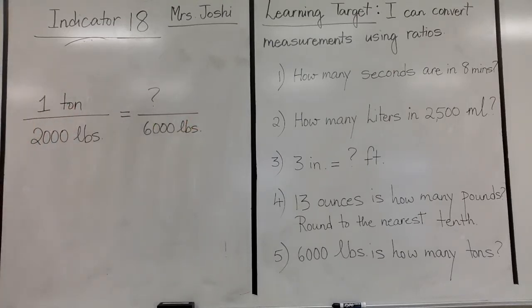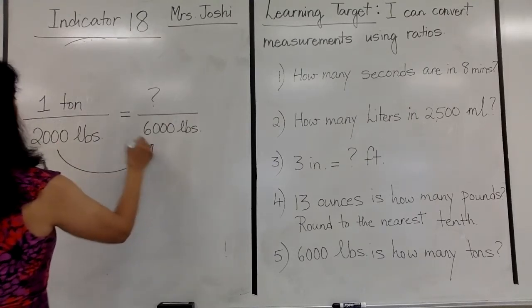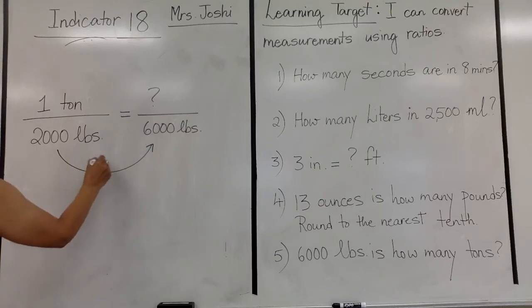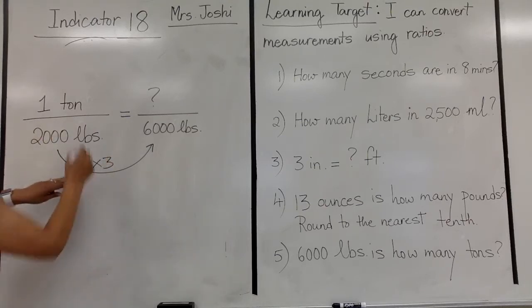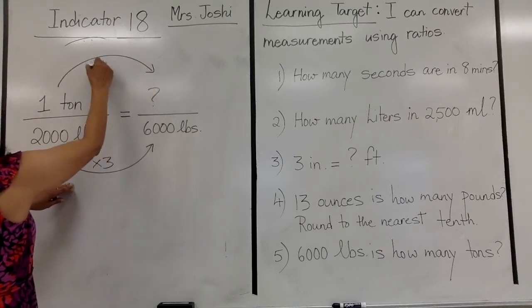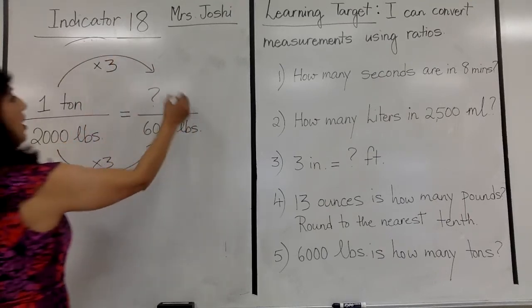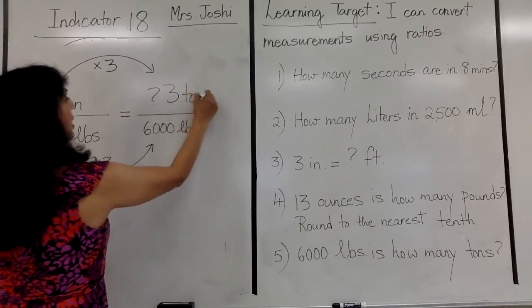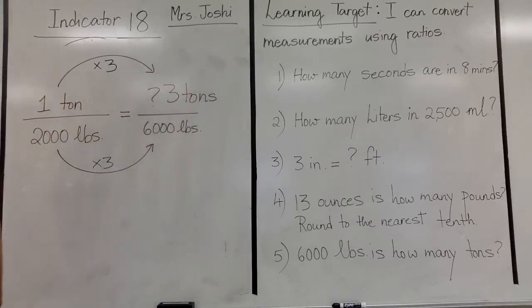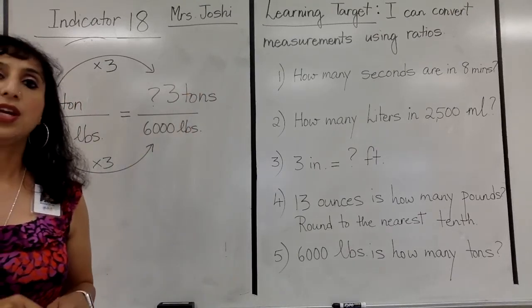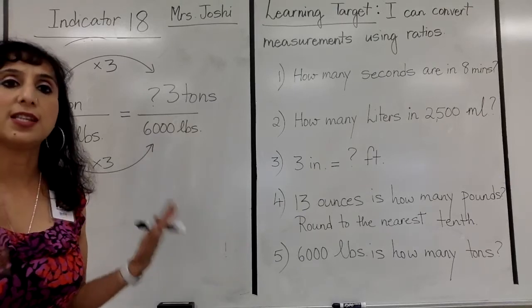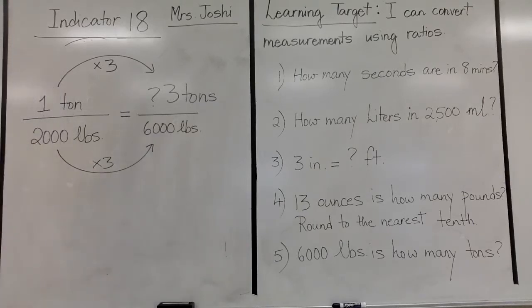Okay, so in this, guys, all you have to do is pretty clear from here to here. What are you doing? You're doing times 3. Okay, so whatever you do to the denominator, do the same thing up here, times 3, and your answer is 3 tons are 6,000 pounds. You could have even done the cross product. It doesn't matter. You will still get the same answer. This is what I mean.